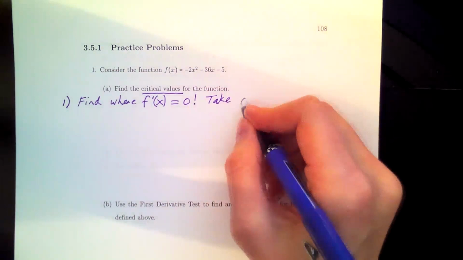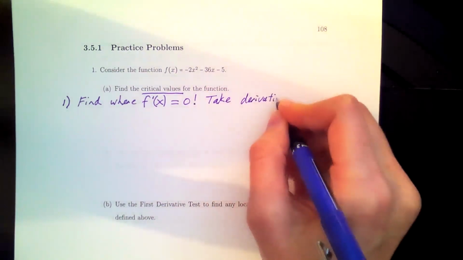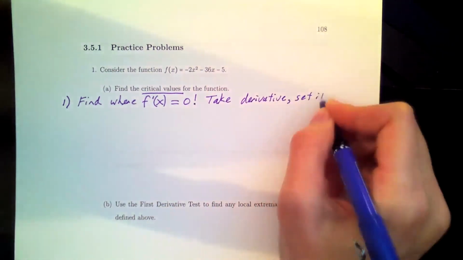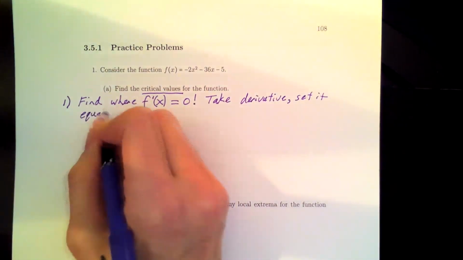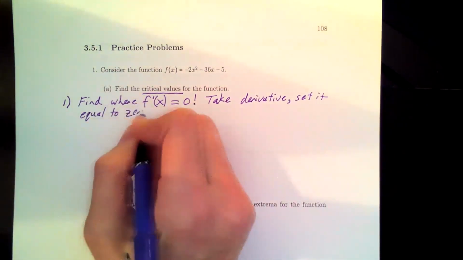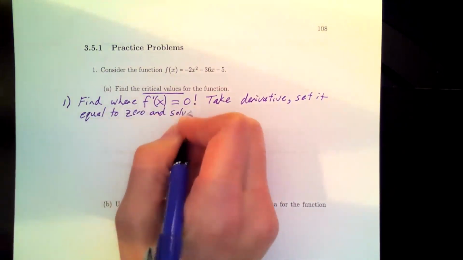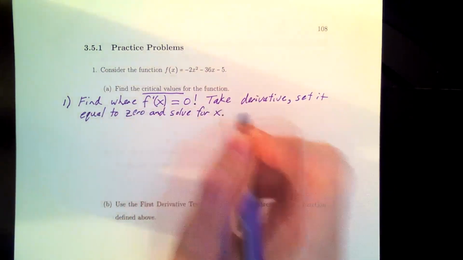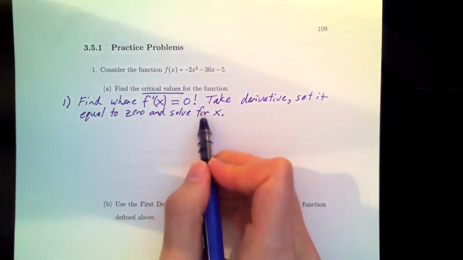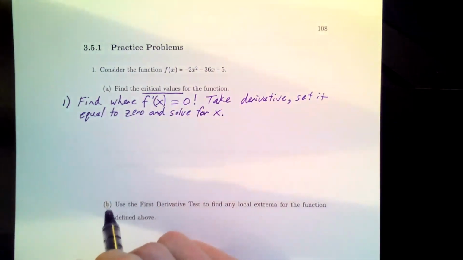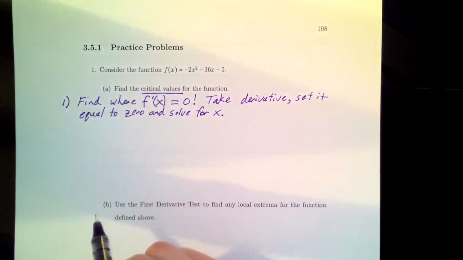How you do this part is you take the derivative, set it equal to 0, and solve for x. Now, you would have done this before in section 3.4, but the way they phrased it then was they said, find the points where your tangent line is horizontal. It's the same exact thing, except now I'm calling it critical values. Take the derivative, set it equal to 0. That's where your tangent line is horizontal.